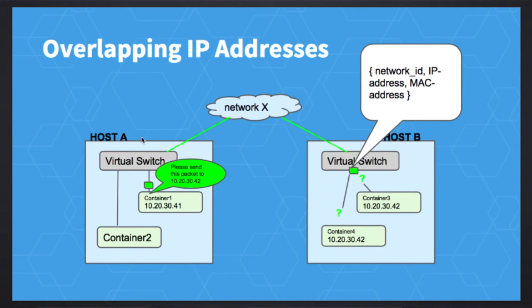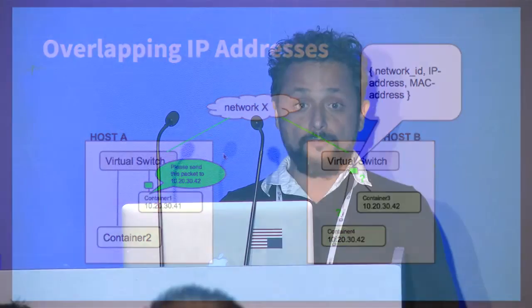Now, container 1 said, I got 10.20.30.41. I want to reach 10.20.30.42, which is lying on host B. Flannel will figure out how to send that across. When it lands on host B, it says, oh, I got 2 IP addresses, which is the same destination. Now I've got to figure out what they mean and where the packet needs to be eventually delivered.